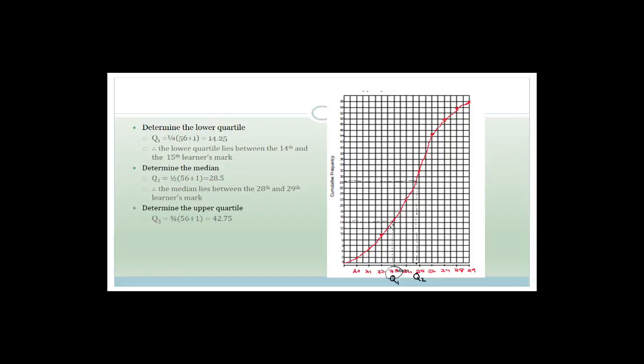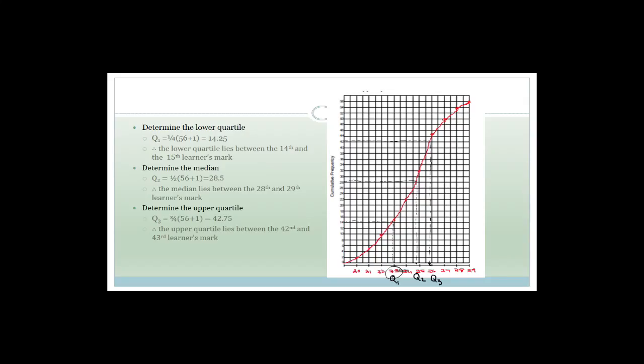And then similarly, the upper quartile would be 3/4 of 56 plus 1, which is going to be between 42 and 43. So this is 42, that's 44, so it's closer to 43. And again, do you see why it would be nice to be able to use a ruler to get this Q3 value? Okay, so therefore that there is Q3.